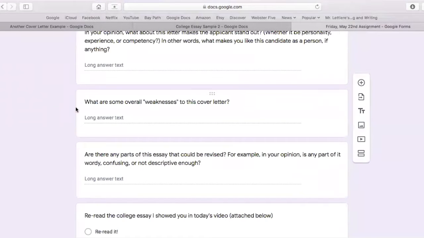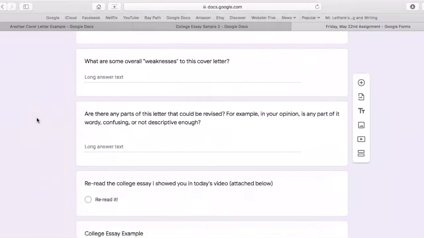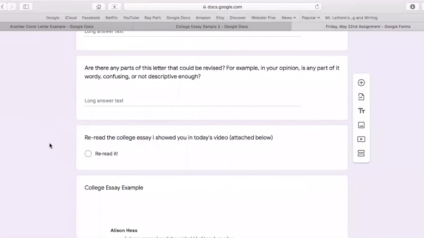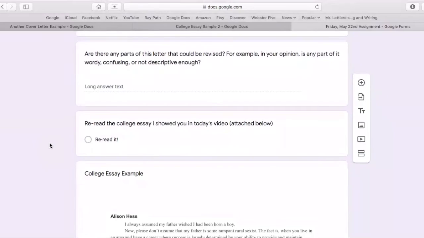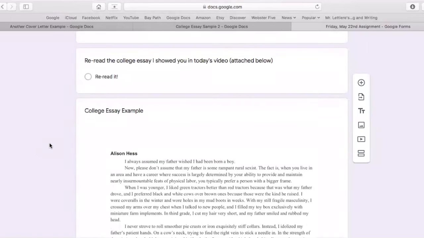What are some overall weaknesses to this cover letter? Are there any parts of this letter that could be revised? For example, in your opinion, is any part of it wordy, confusing, or not descriptive enough? So if you plan to write a cover letter for this assignment to end this year, then you will only be working on those questions. If you plan on writing a college essay, you will skip those questions and you will start here where it says reread the college essay I showed you in today's video. If you need things read to you, I will do that right now, and there is another copy of it attached here, and you'll get it sent to your email for your convenience.